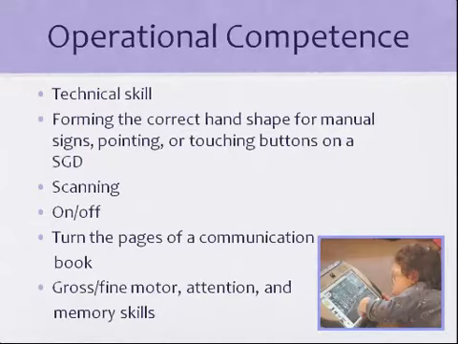We did just discuss the linguistic, so now I'll head into the operational competence, which I told you before is a technical skill, and it can be anything from forming the correct hand shape for manual signs or pointing or touching buttons on the speech-generating device to knowing how the actual device works, from turning the device on and off, maybe adjusting volume. It could be scanning of an AAC device, turning the pages of a communication book if you're using a picture exchange communication book, and then going back again to some of the fine motor and the attention and memory skills that it requires to operate a communication device. So we want to consider that.